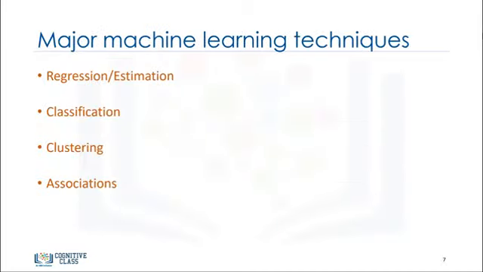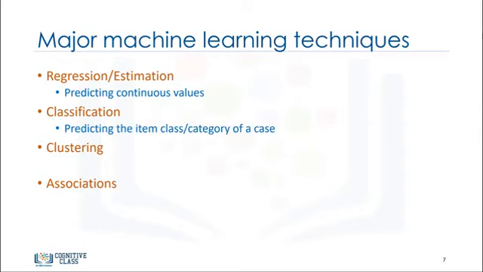The regression estimation technique is used for predicting a continuous value. For example, predicting things like the price of a house based on its characteristics, or to estimate the CO2 emission from a car's engine. A classification technique is used for predicting the class or category of a case. For example, if a cell is benign or malignant, or whether or not a customer will churn.